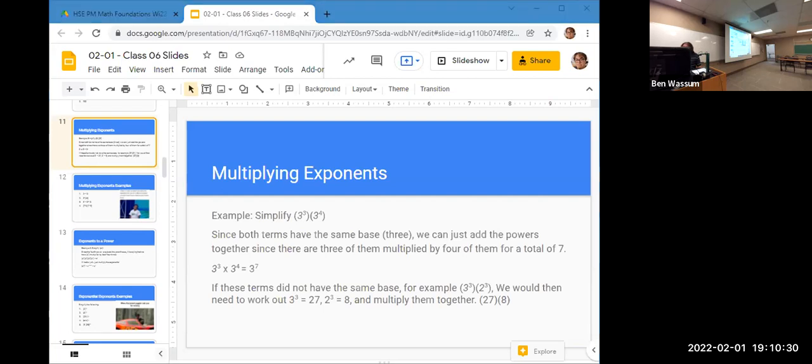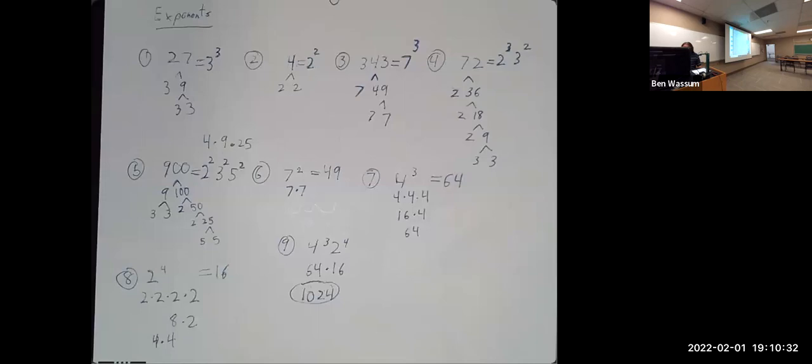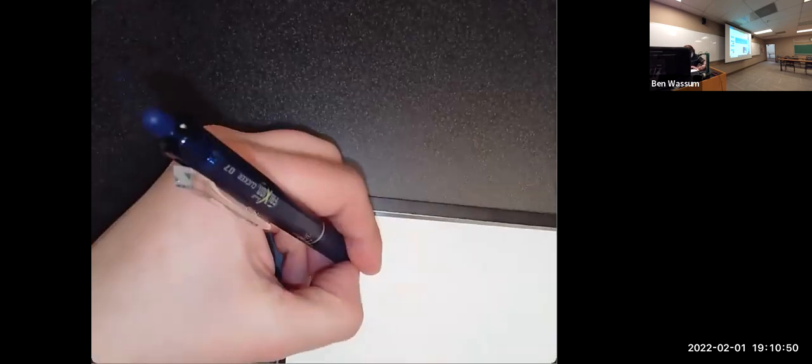So let's do some examples. I like examples. You like examples. These examples actually have written a bunch of different ways. Some of them are the same concept, some of them aren't.